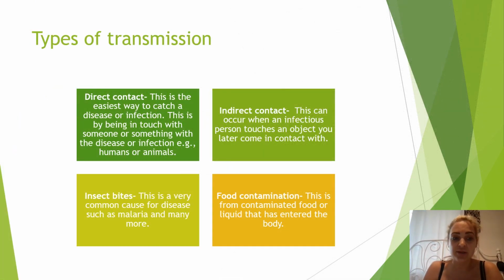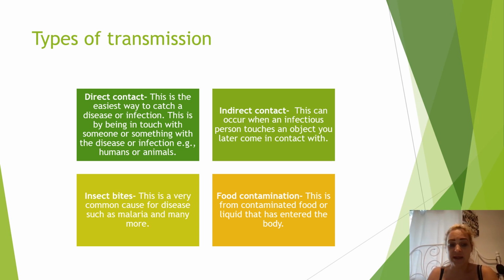Types of transmissions. There are direct contact, indirect contact, insect bites and food contamination. Direct contact is the easiest way to catch a disease or infection. This is by touching someone or something with the disease or infection, for instance humans or animals. Indirect contact can occur when infectious people touch an object that you later come into contact with.